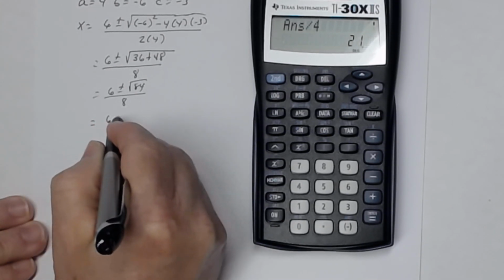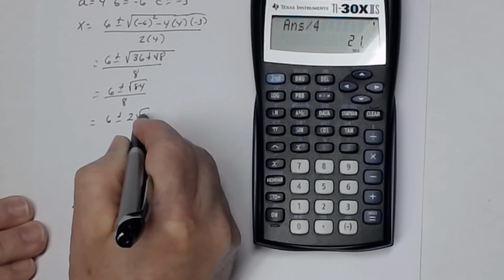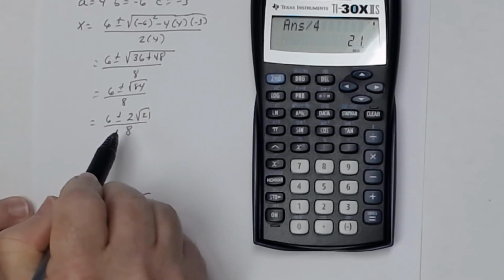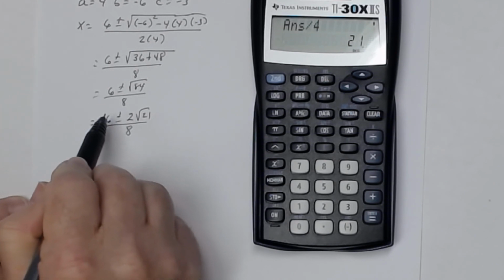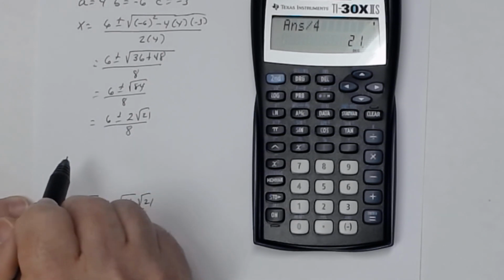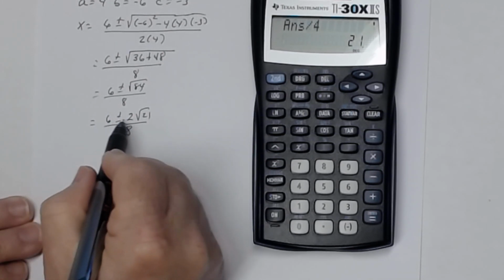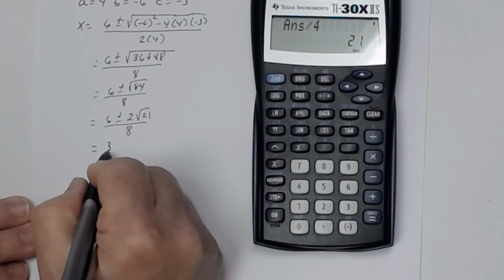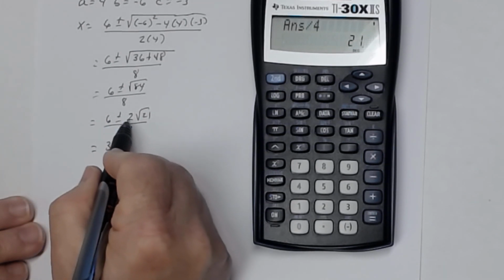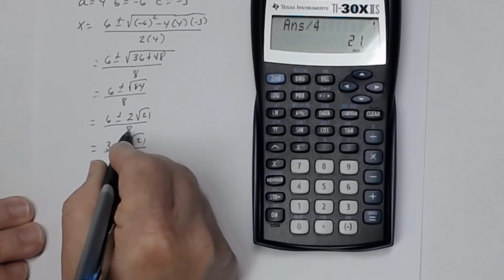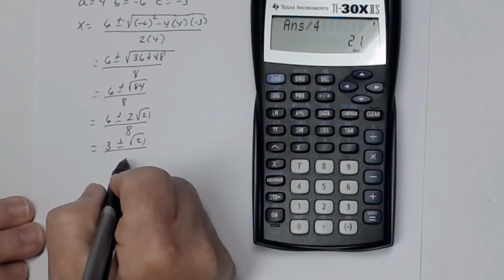So this becomes 6 plus or minus 2 square root of 21, all divided by 8. All right, so you had to simplify the radicals. Now what you want to recognize is, hey, I can simplify, see this 6, this 2, and this 8? All those are even. They're divisible by, in this case, 2. And so let's go ahead and simplify this. So this is going to be 6 divided by 2 is 3. Plus or minus 1 divided by 2 is 1. 1 times the square root of 21 is the square root of 21. And 8 divided by 2 is 4.